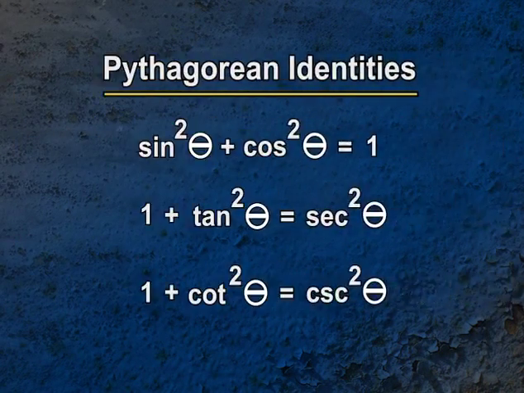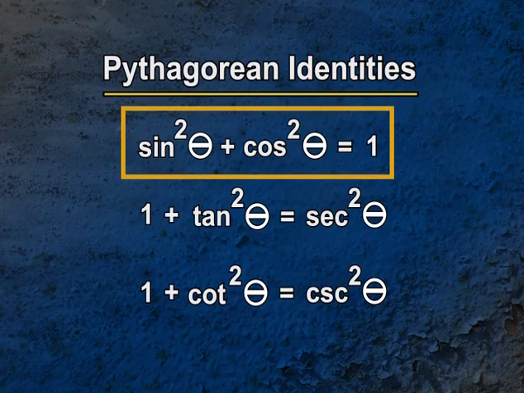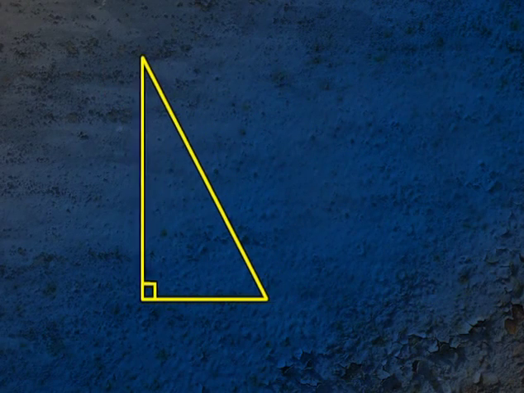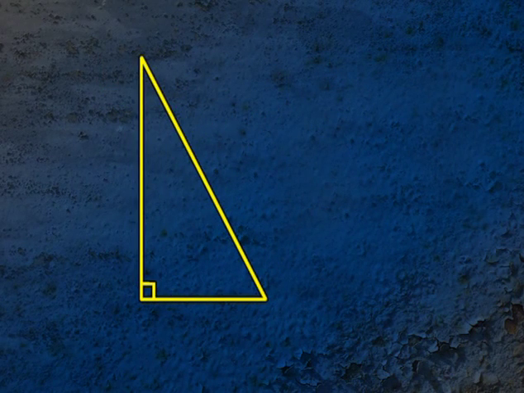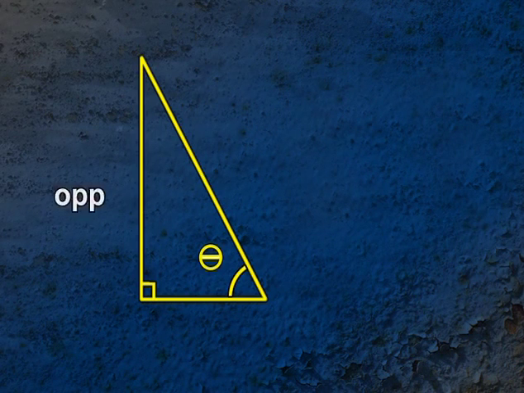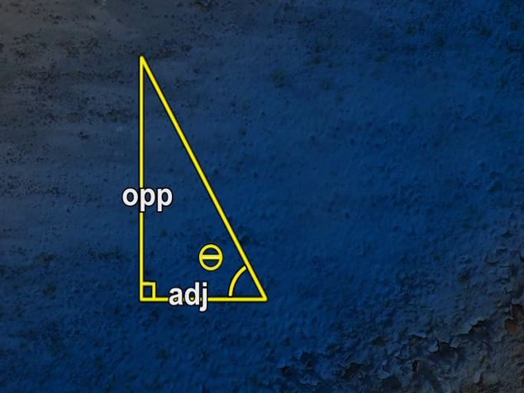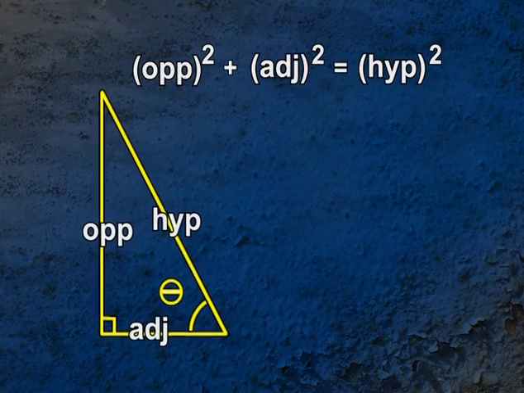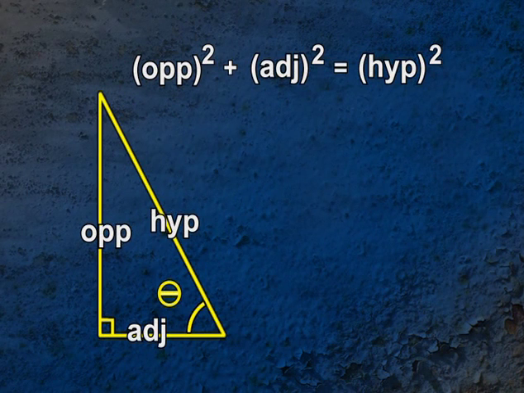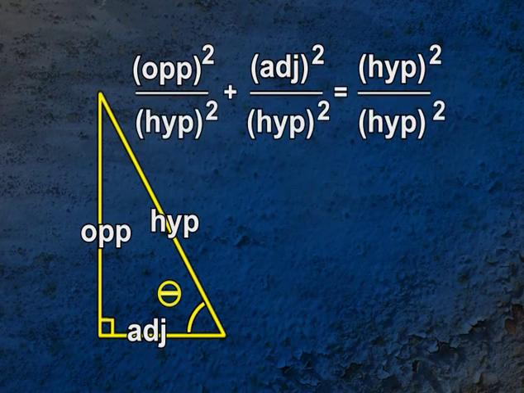Here's another group of identities, the Pythagorean identities. Let's take the top one here and consider where it might have emerged from. They're called Pythagorean identities for this reason. Consider a right triangle, and from the perspective of this angle, which we'll call theta, here's the opposite side, the adjacent side, and the hypotenuse. By the Pythagorean relationship, we know that the opposite side squared plus the adjacent side squared is equal to the hypotenuse squared. If we divide through by hypotenuse squared, look at what happens.